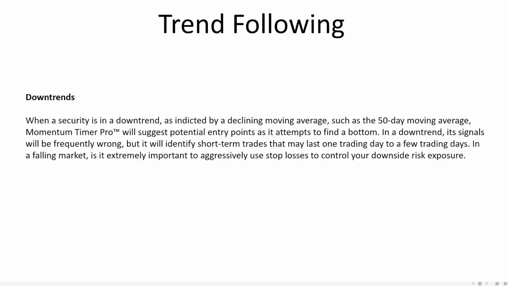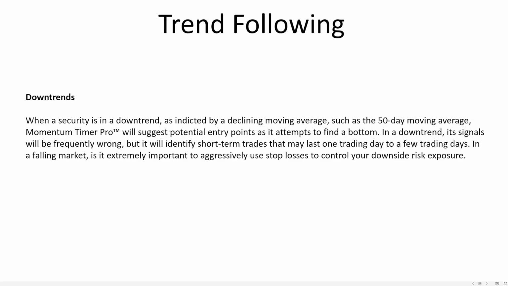What a downtrend is: when a security is in a downtrend, as indicated by a declining moving average, such as a 50-day moving average, Momentum Timer Pro will suggest potential entry points as it attempts to find the bottom. Something that's really important to understand is Momentum Timer Pro was designed to look for bottoms for long trades. But what you're about to find out is, if you're a short seller or comfortable taking a short position, you'll find downtrends are a big advantage, and how the report will find them for you.